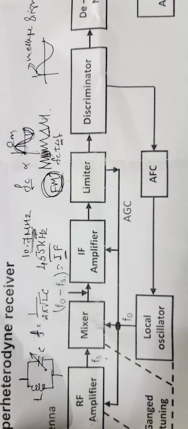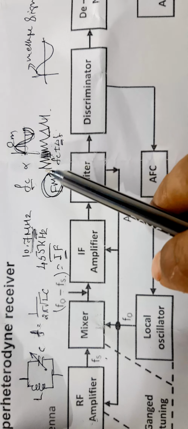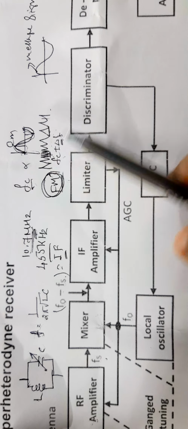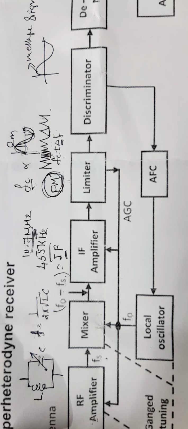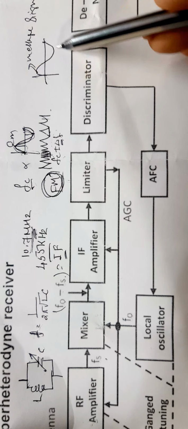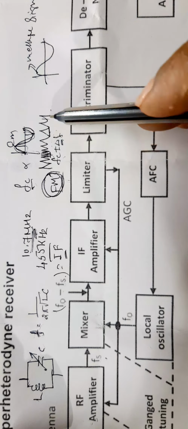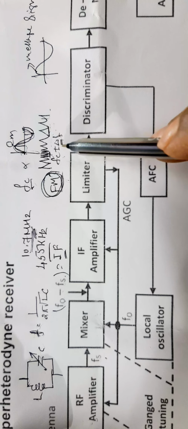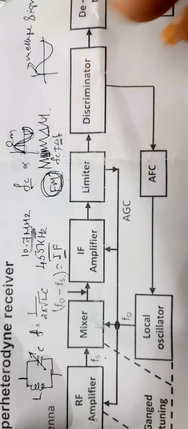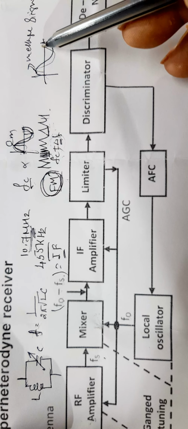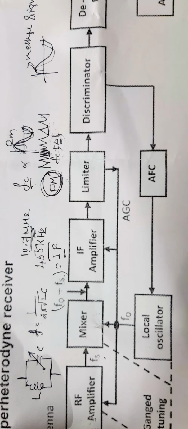Okay, the output of the limiter is the frequency modulated signal. It is then applied to the discriminator. It is a demodulator circuit, usually a slope detector or Foster-Seeley discriminator. What it does, this Foster-Seeley discriminator or slope detector, is detect our message signal from the frequency modulated signal. Thus, carrier deviation delta F is converted into corresponding amplitude variation. It is the reverse process of frequency modulation.